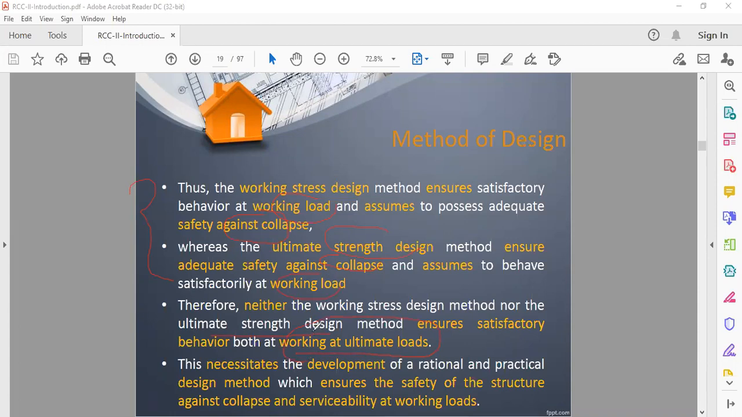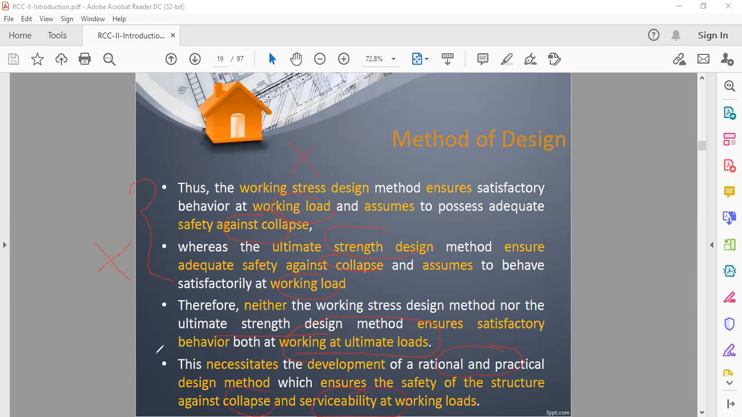And that's the reason, since these do not go for accuracy, or even ultimate strength does not go for accuracy. So what is to be done? What is the necessity? The necessity is that there should be a design method developed based on rational and practical design, which should ensure the safety of the structure not only against collapse but also serviceability at working load.